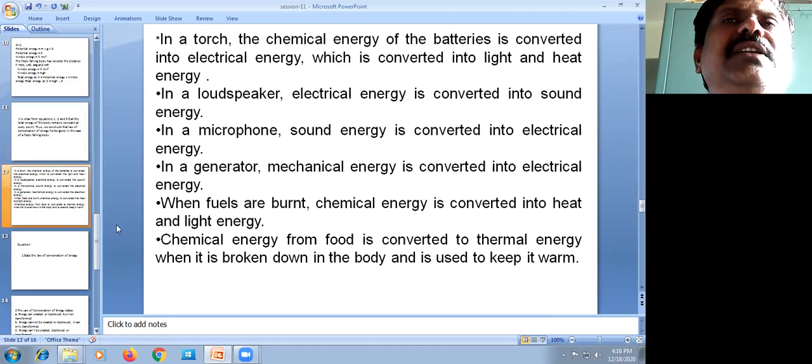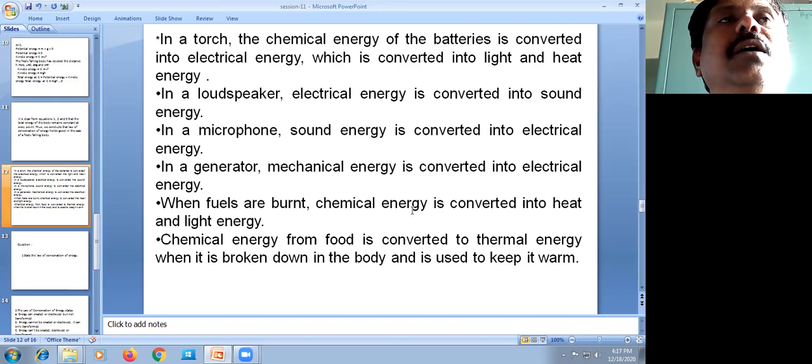Examples of the law of conservation of energy: in a torch, the chemical energy of the battery is converted into electrical energy, which is converted into light and heat. In a loudspeaker, electrical energy is converted into sound.